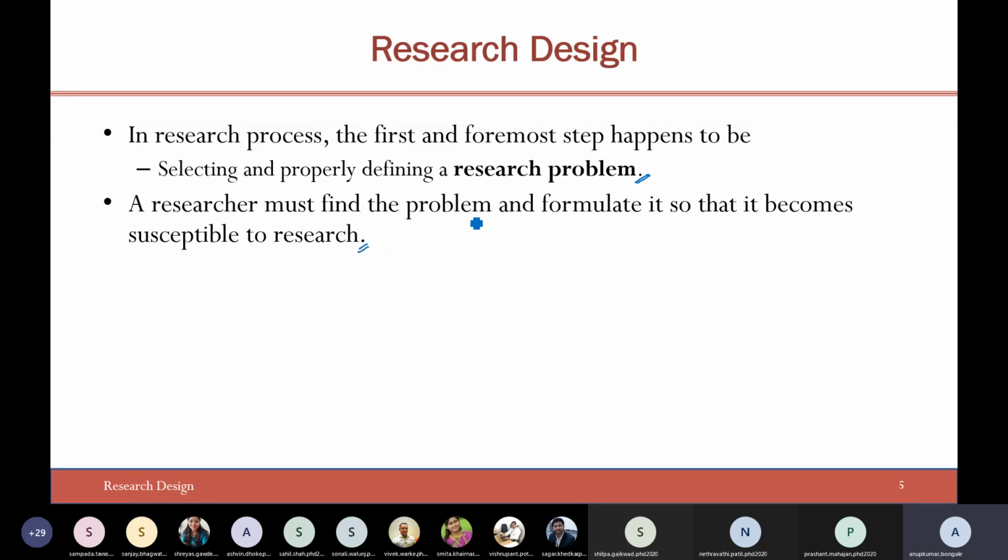Now, again, let me ask you a question. How will you come to know? Let's say you have identified a research problem, and those who have identified it, I think they can answer this question. A researcher must find the problem and formulate it so that it becomes susceptible to research. So you have taken up a research problem and it is worth studying. How do you know that? What are the questions that you ask yourself? Like, okay, I have identified the research problem and it is worth studying. So how will you answer this question?